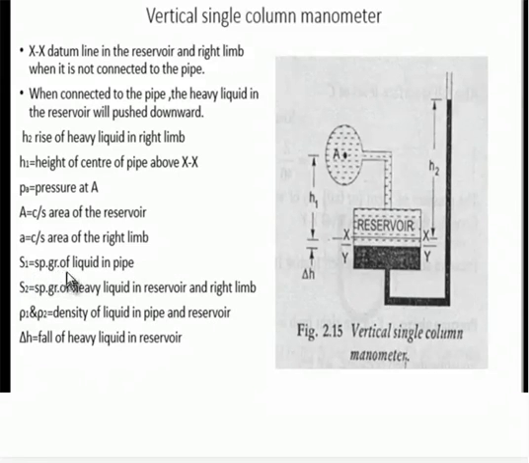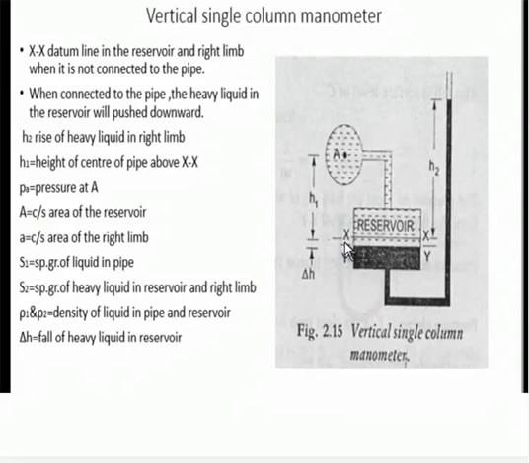S1 is the specific gravity of the liquid in the pipe. This fluid's specific gravity is given by S1. S2 is the specific gravity of the heavy liquid in the reservoir and right limb. Rho 1 and rho 2 are the densities of the liquid in the pipe and reservoir. Delta H is the fall of heavy liquid in the reservoir. This is XX and YY, the datums.